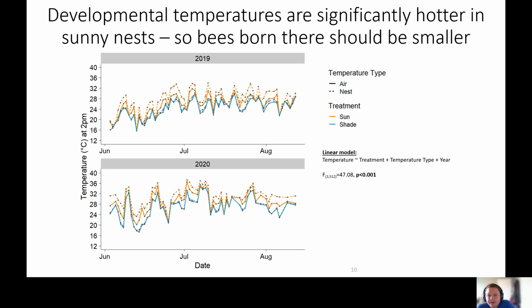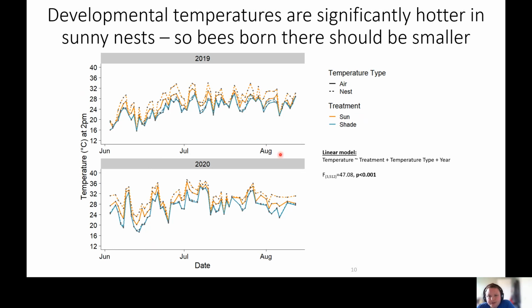So this figure is showing the variation in air and nest temperature at 2 p.m. on the y-axis over the developmental period of C. calcarata from June to August on the x-axis. Unsurprisingly, I found that it was hotter in the sun, in the orange lines here, than it was in the shade, which is the blue lines. It was also hotter inside the sunny nest than it was outside. So the dotted lines are the internal nest temperature and the solid lines are the external air temperature.